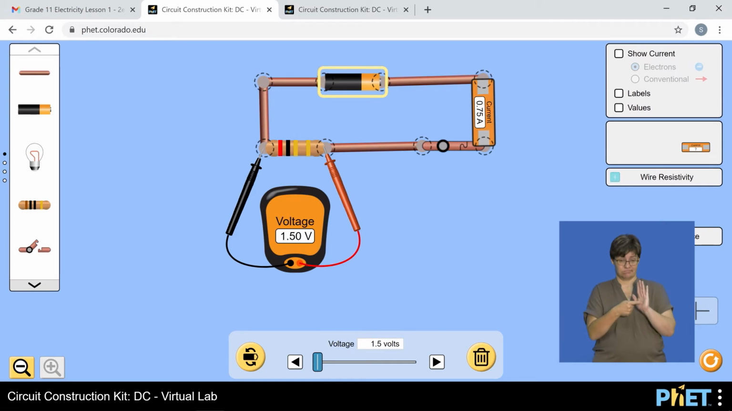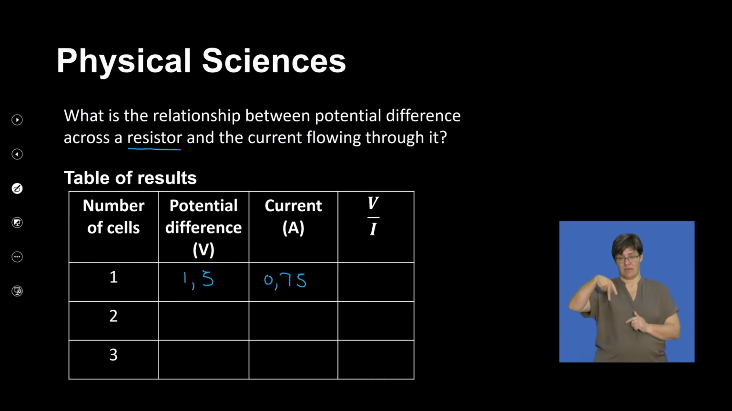What if we use two cells? It's just as good as doubling the voltage of this cell to 3 volts. With these 3 volts, you can see the current is now 1.5 amperes. Let's go back to our table. So for 3.0, which corresponds to two 1.5 volt cells, it gives us 1.50 amperes.